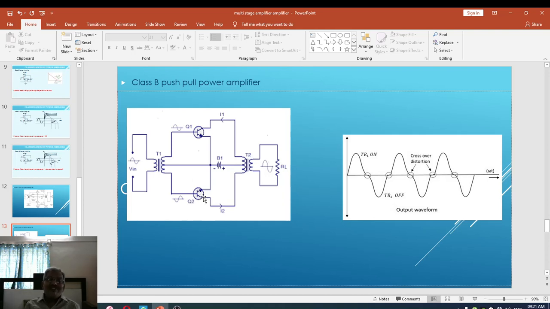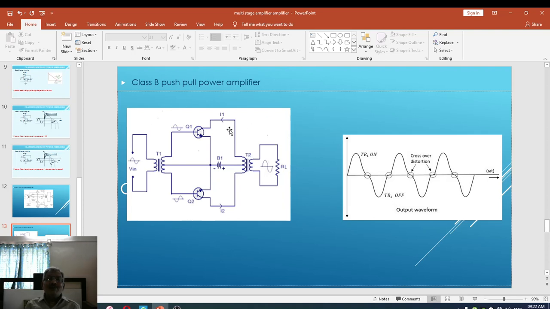When the operating point is adjusted at the cutoff point, it allows output collector current to flow only for the positive half cycle by both the transistors, whereas no current flows in the negative half cycle. That arrangement is already done in this particular amplifier; otherwise the circuit is the same as that of Class A, with the difference that R1 and R2 are absent.